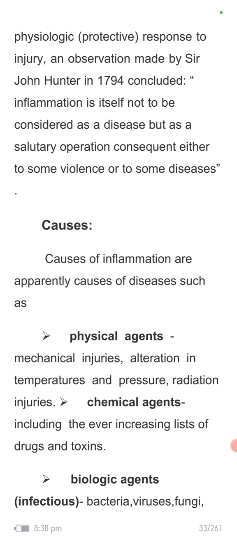An observation made by Sir John Hunter in 1795 concluded, inflammation is itself not to be considered as a disease, but as a salutary operation consequent either to some violence or to some diseases.